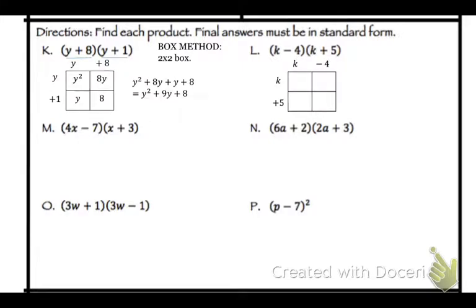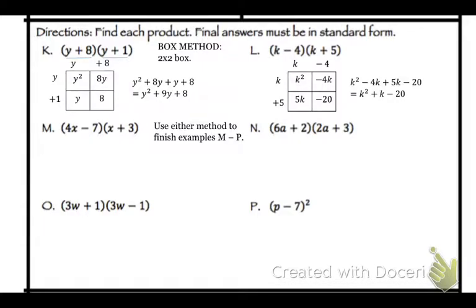So if we look at L, we have k minus 4 on top, k plus 5 on bottom. K times k is k squared. Negative 4 times k is negative 4k. K times 5 is 5k. Negative 4 times 5 is negative 20. So you get k squared minus 4k plus 5k minus 20, which is k squared plus k minus 20.